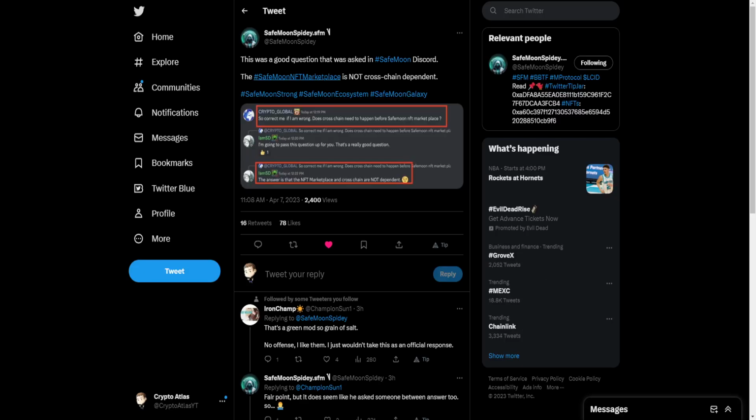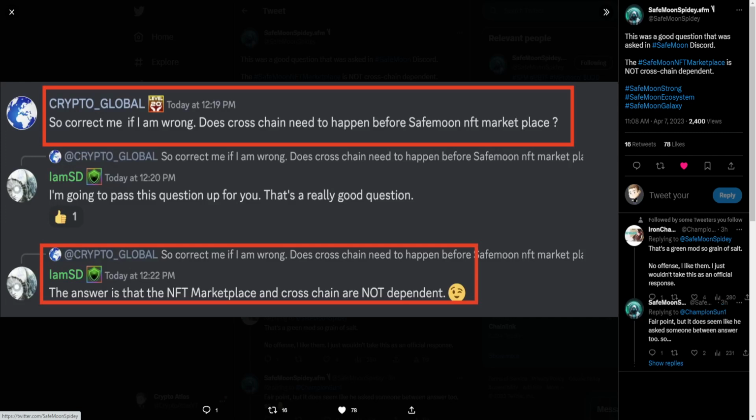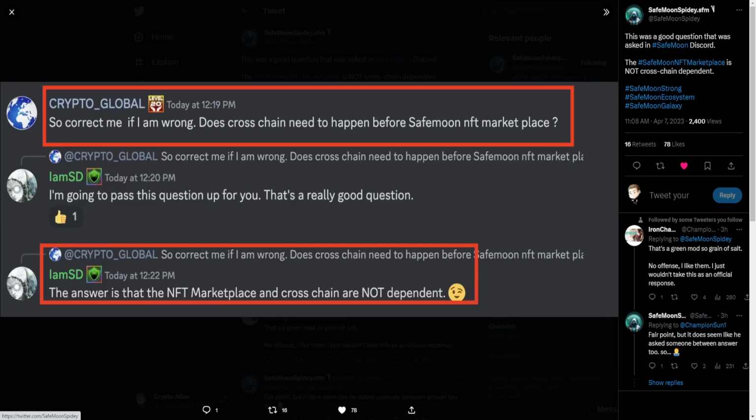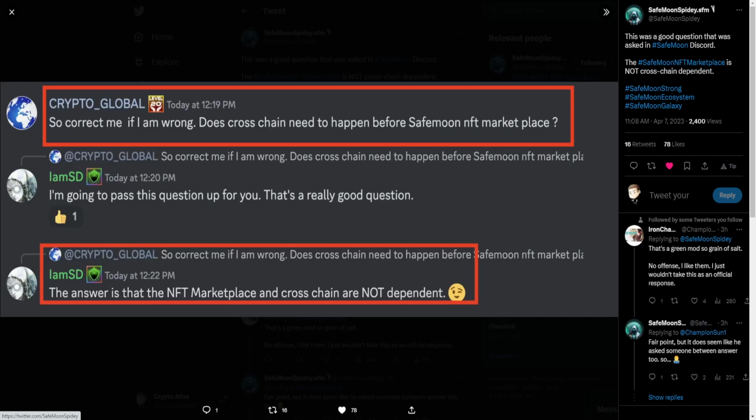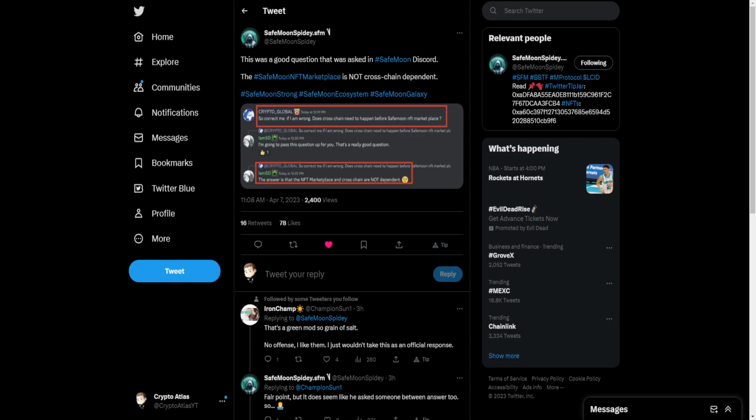And then in addition to that, we also have here from the Discord, this pertaining to the cross-chain and the SafeMoon NFT marketplace. So the question here, so correct me if I am wrong, does cross-chain need to happen before SafeMoon NFT marketplace? And IMSD responded by saying the answer is that the NFT marketplace and cross-chain are not dependent. They are not dependent upon each other.